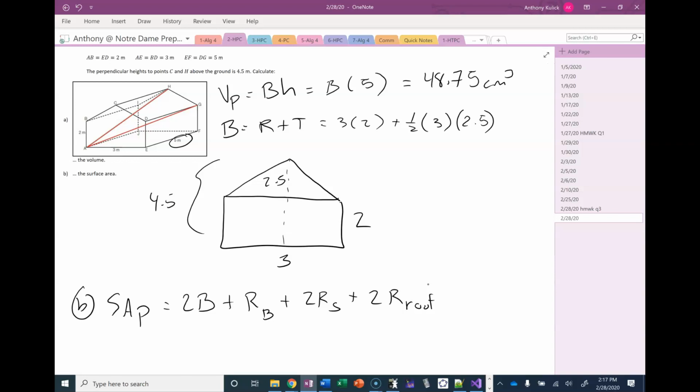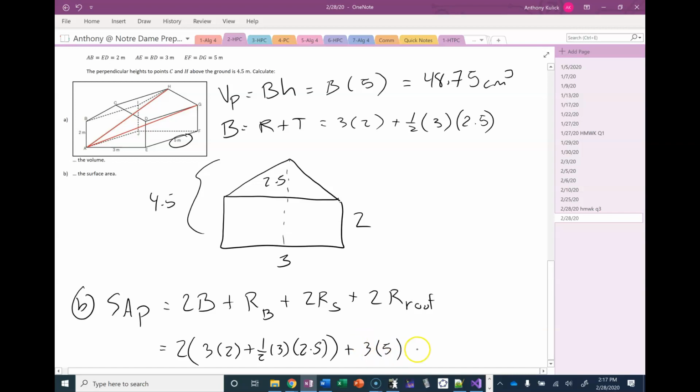Which kind of stinks because each one of those rectangles is a different size. So I have to find the area of 3 different rectangles there. So I have the rectangle for the bottom, the rectangle on the sides, and the rectangle on the roof. Those are 3 different sized rectangles, which is pretty annoying. But it's not that bad. It's just a little obnoxious. So the rectangle on the bottom is easy. That's just 3 times 5. Nothing to worry about there.